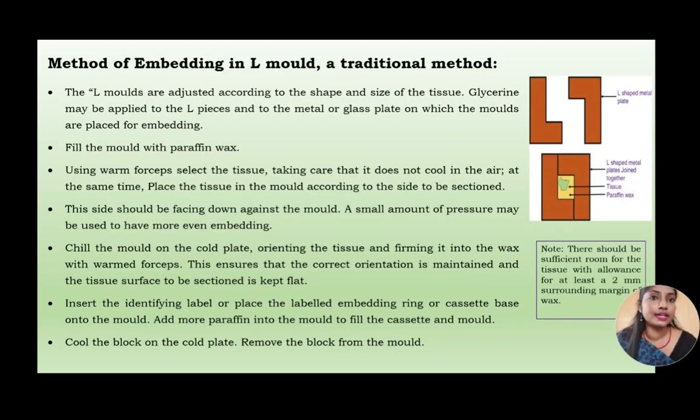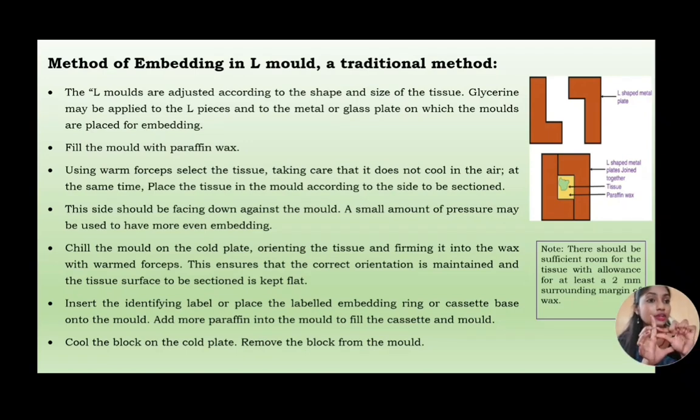Here I've just demonstrated how embedding is done in an L mold in a traditional way. So these L molds are brought together, and a small amount of glycerin is applied to the tips of the L mold and they are placed together. We have to note that there has to be at least 2 mm gap between the mold and the tissue placed. This is done in order to ensure that the tissue is placed somewhere in the center, so it becomes easier to take sections.